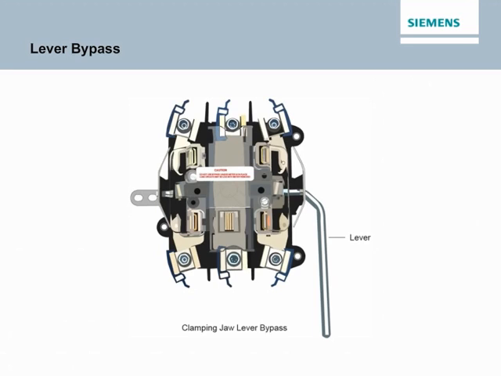A clamping jaw lever bypass has a nylon cylinder with a copper strap running through it. When the lever is moved to engage the bypass, it moves the copper strap into contact with the upper and lower jaws. The strap also forces the jaws open, releasing the meter.